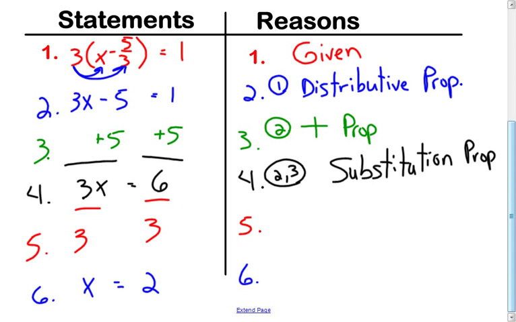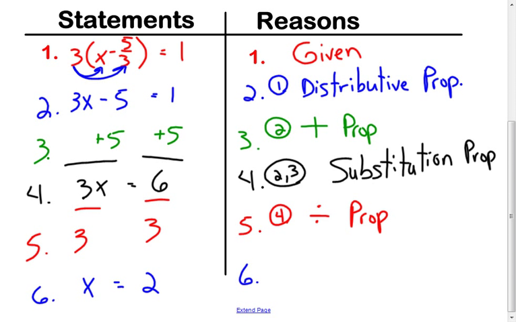Now when I get to line 5, I was a step ahead of myself. This is where I'm doing my division. Those are the division signs right there. So I've divided by 3 on both sides of the equation. Therefore, I use the division property. And I just use the sign for division to do that. And then in order for me to actually be able to write statement 5, I needed to have statement 4 as my reference.